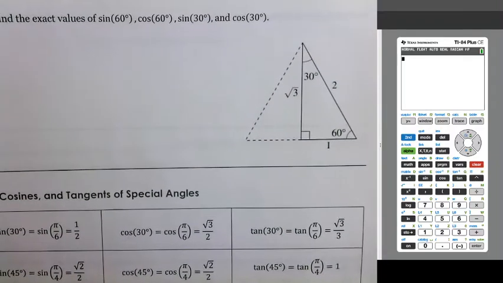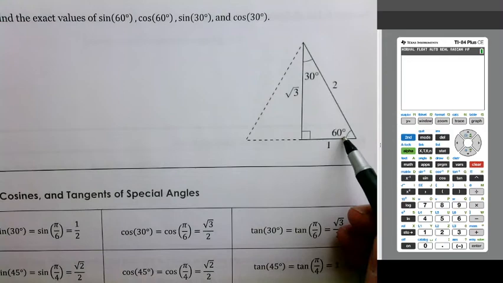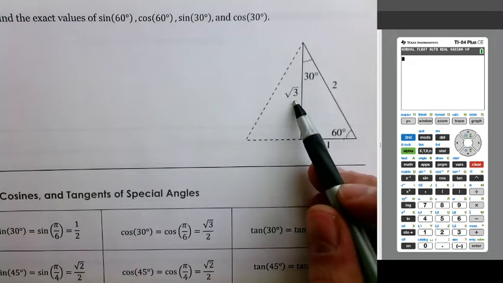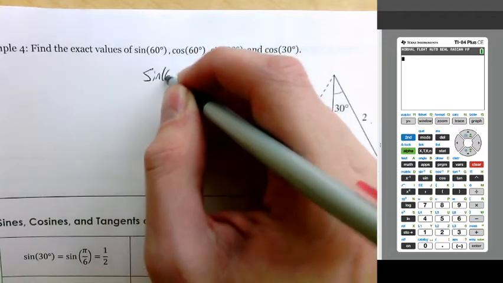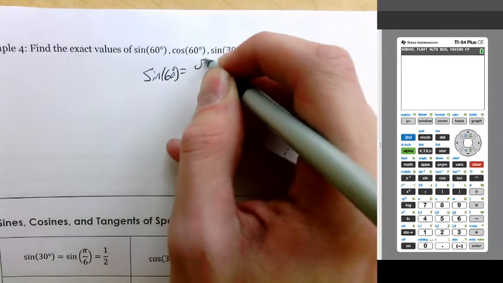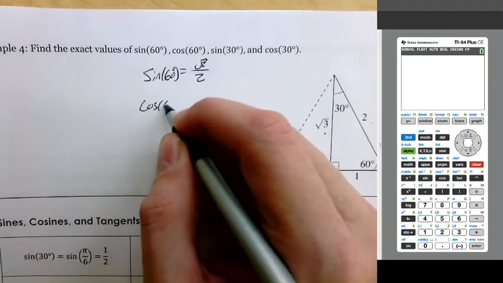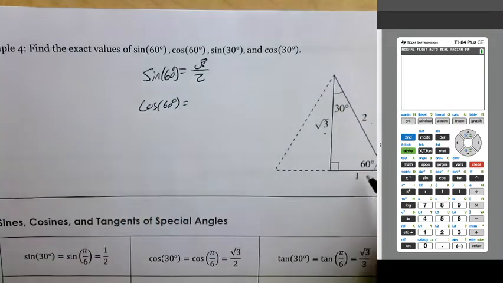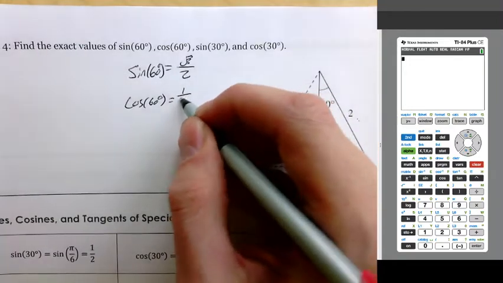Alright, now we've got to find sine of 60, cosine of 60, sine of 30, and cosine of 30. So 60 is over here, so let's find sine of 60. 60 is here, so the opposite side is going to be root 3, hypotenuse is going to be 2. So sine of 60 degrees equals root 3 over 2. Cosine of 60 degrees, well, that's adjacent over hypotenuse, so that's going to be 1 over 2.